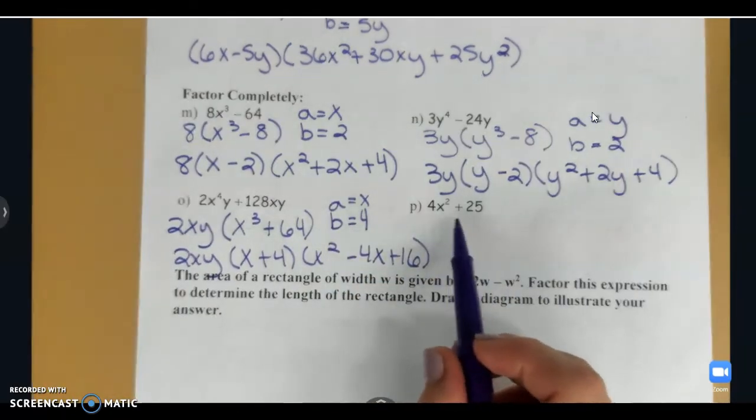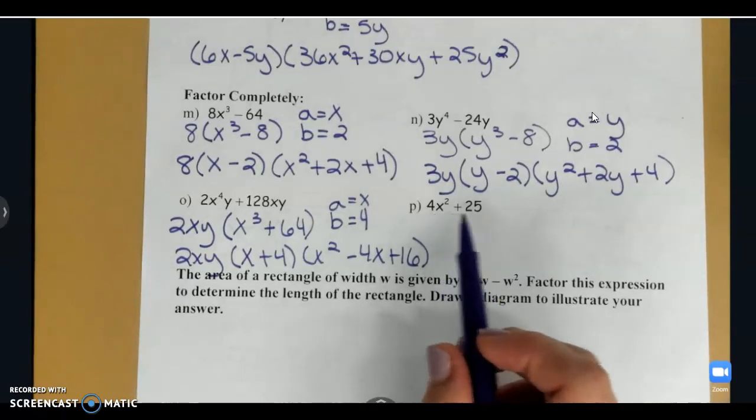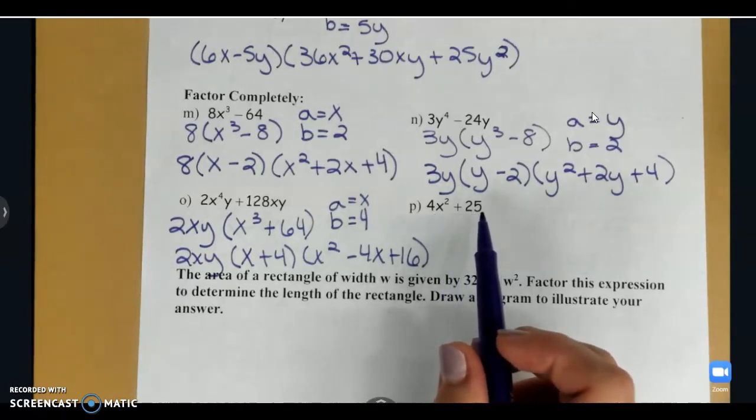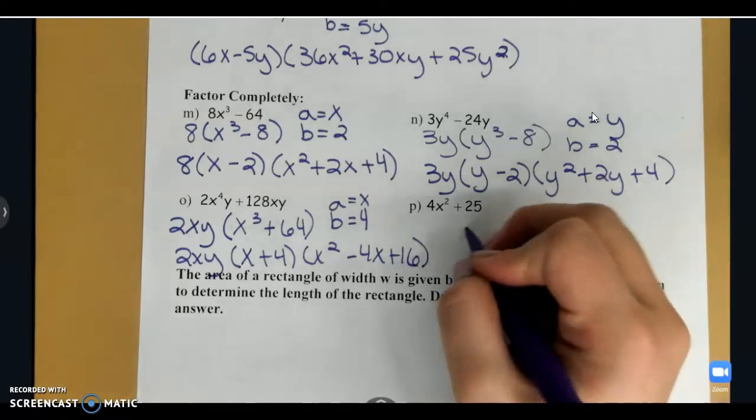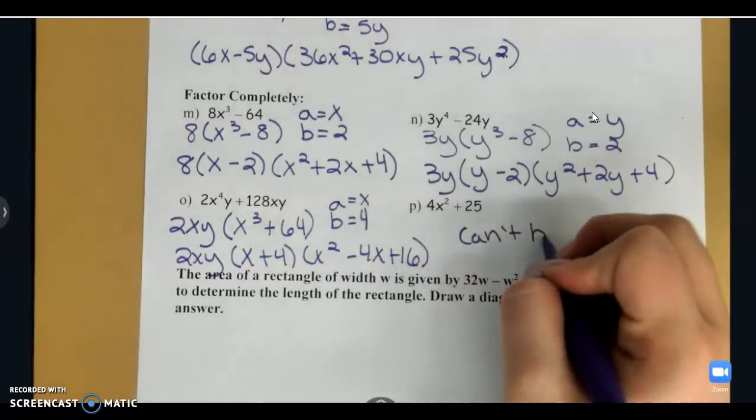Now on P here, I have the sum of two squares, but the difference of two squares was when I got to use that convenient formula. And I don't have any common factors here, so this P can't be factored.